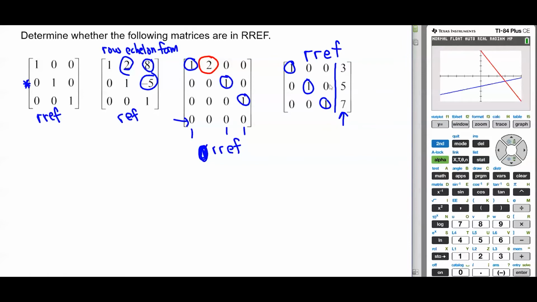So all of these are in RREF except this one, which is just in REF, or what we call row echelon form. In some books, it'll just say echelon form instead of row echelon form.